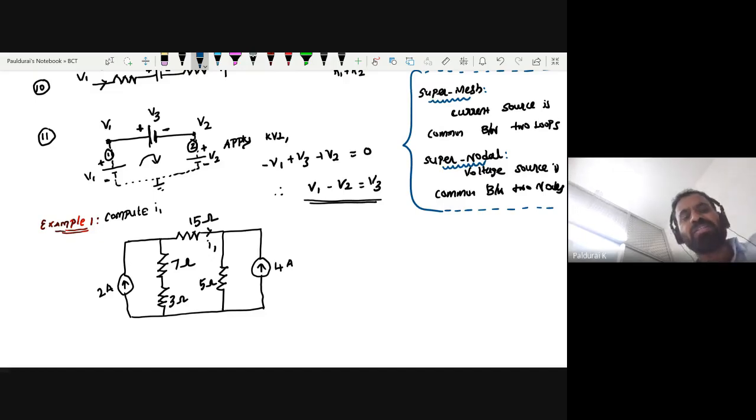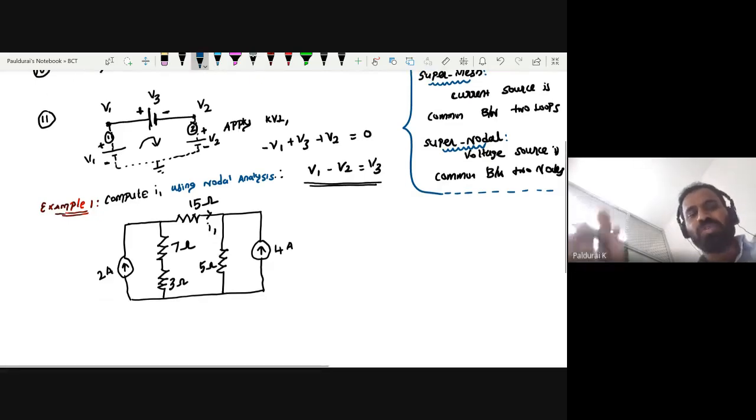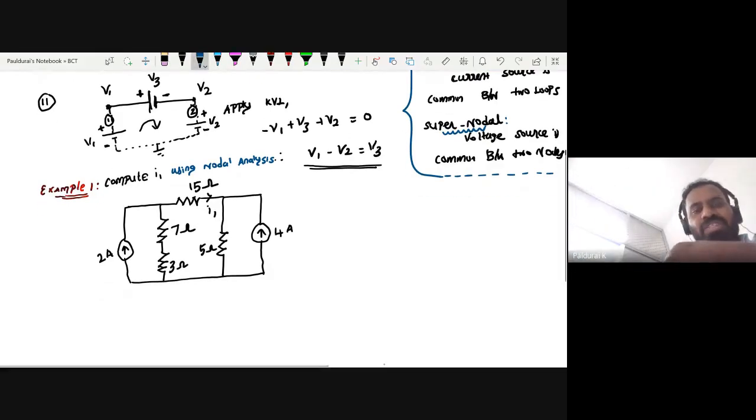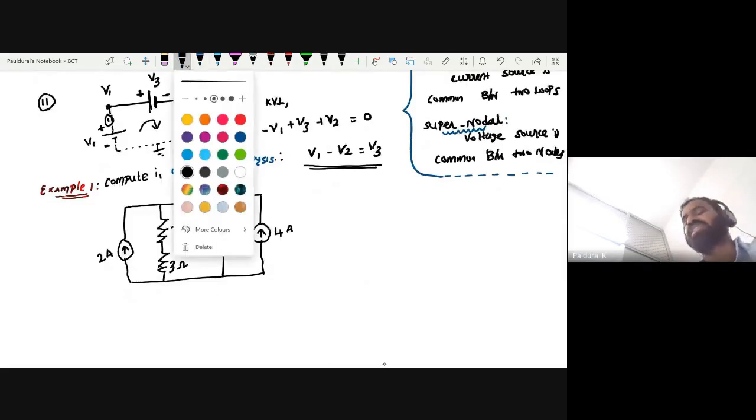But the thing is, compute I1 using nodal analysis. If the question does not mention anything, then you can go with either mesh or nodal. If it is mentioned, then you go with that method. So here it is clearly mentioned, compute I1 using nodal analysis. So what do you want to do this time? What's the very first step in nodal? You want to find the number of essential nodes.